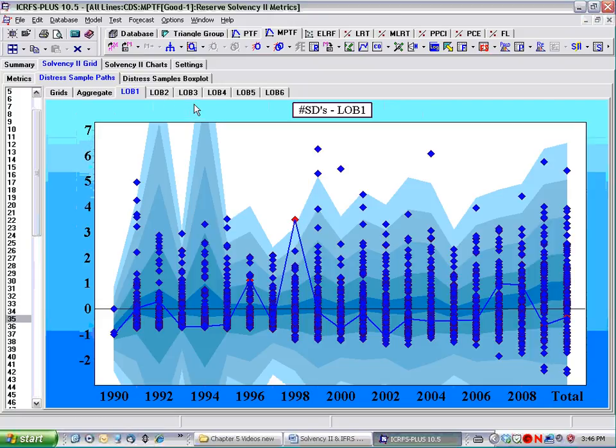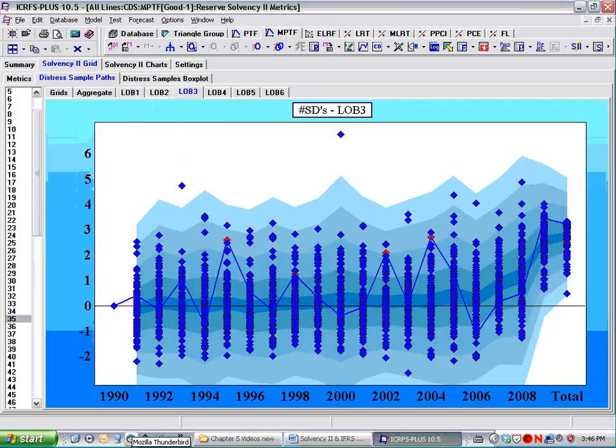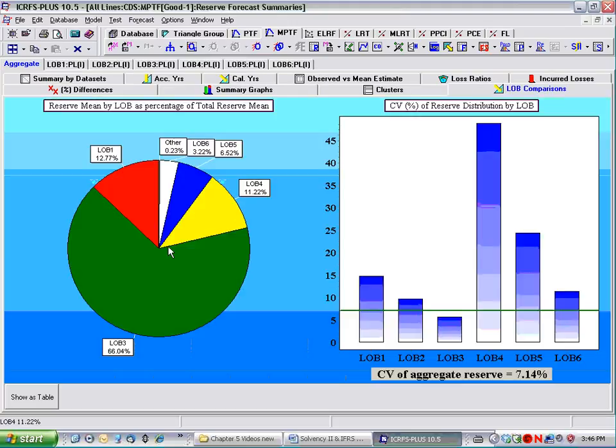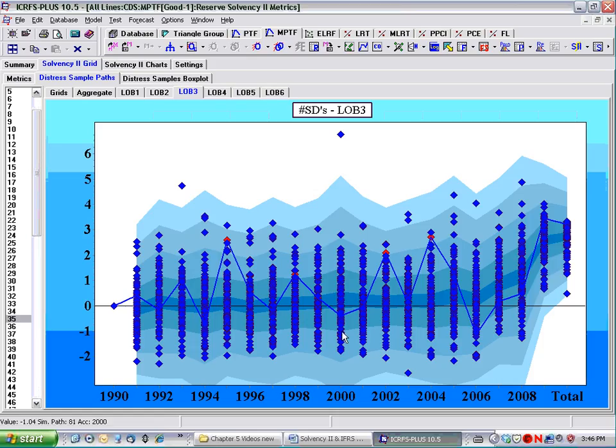I actually should go to LRB3, which is the largest line of business, and you can see that most of the distress is coming from that line. If we go to our forecast summary and we look at LRB comparisons, you can see that LRB3, even though it actually has the smaller CV, is the largest proportion of the business in terms of mean reserves. So you can see that really drives the distress. Large numbers in LRB3 are actually large.